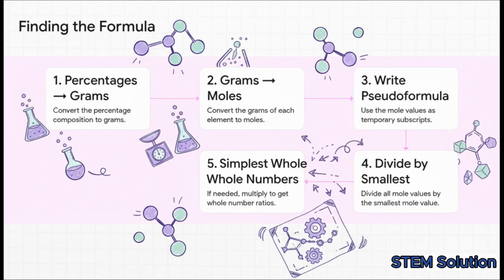They start with the percentage of each element in the mystery compound. They pretend they have 100 grams, so the percentages just become grams. Then, they use that molar mass we talked about to convert those grams into moles. That gives them a ratio of atoms, which they then just simplify down to the smallest possible whole numbers. This is the exact procedure chemists use to figure out a molecule's basic blueprint.